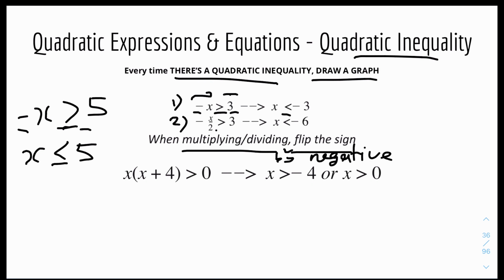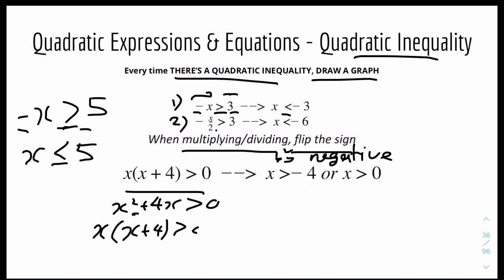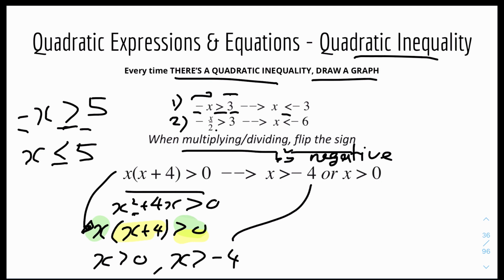Right here, we have a quadratic inequality, because if you expand this bracket, it will be x squared plus 4x bigger than 0, which is a quadratic because it's a polynomial of degree 2. To factorize it, it will become x times x plus 4, which gives us two solutions. Naturally you would just say x is bigger than 0, and x is bigger than minus 4, as I wrote right here.